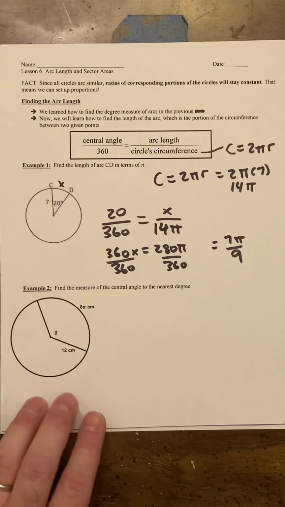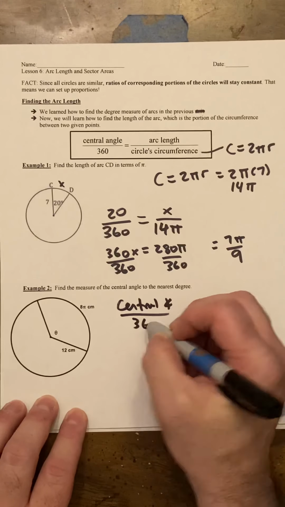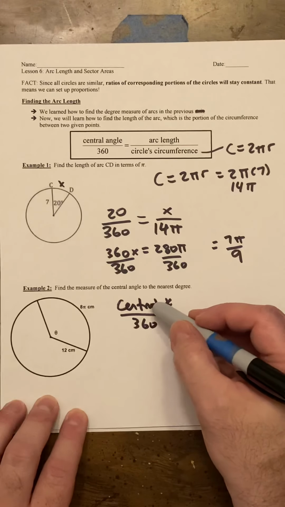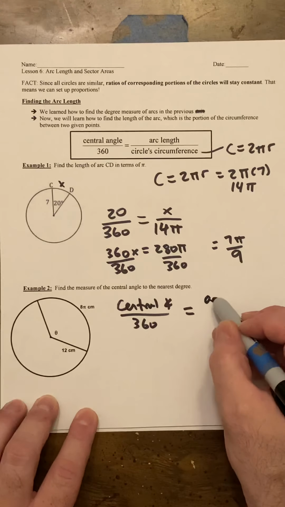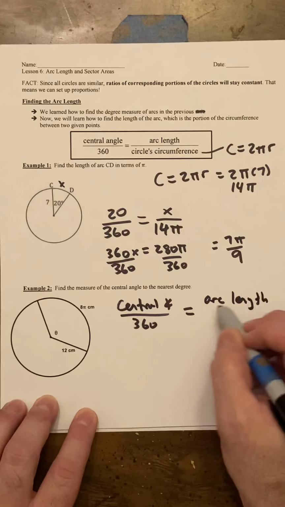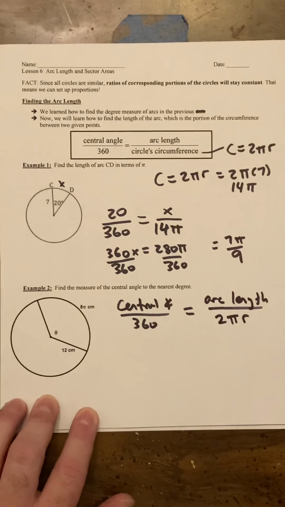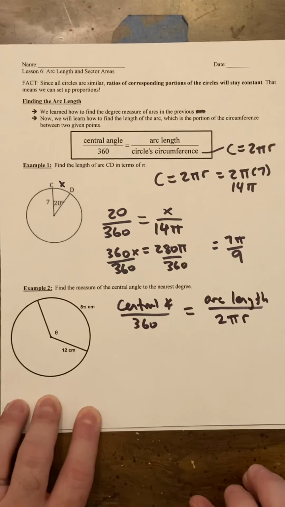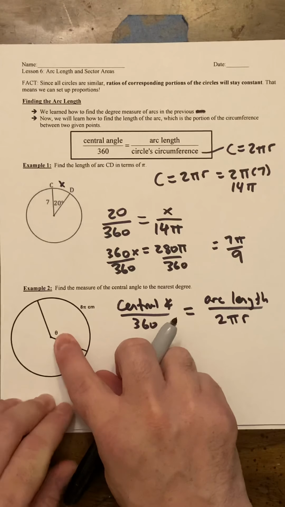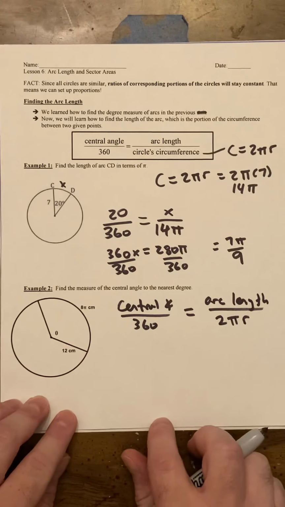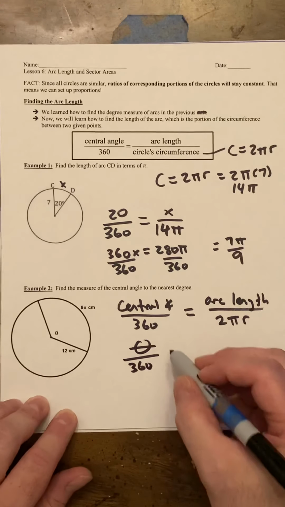Let's try another problem. Again, it's the central angle over 360. That's the part degree over whole degree. And on the other side, we have the arc length over the whole circle circumference, 2 pi r. So putting in what we know, a lot of times they use theta to measure that angle. So we have theta over 360, that's like x.